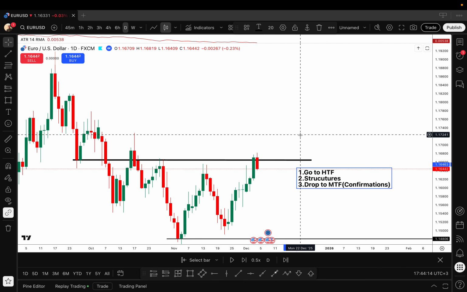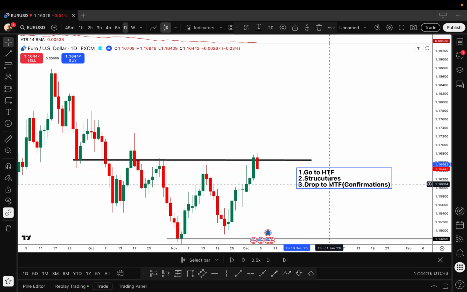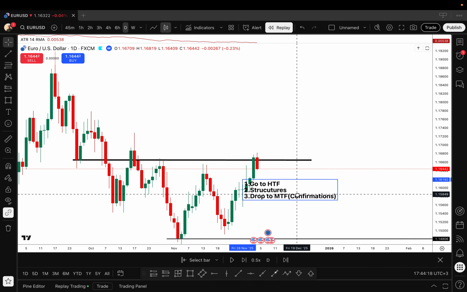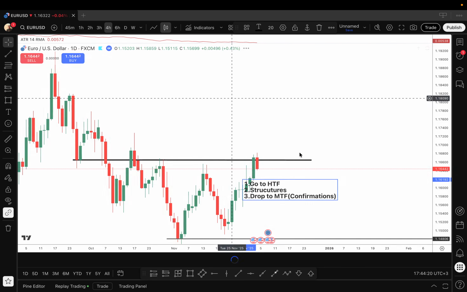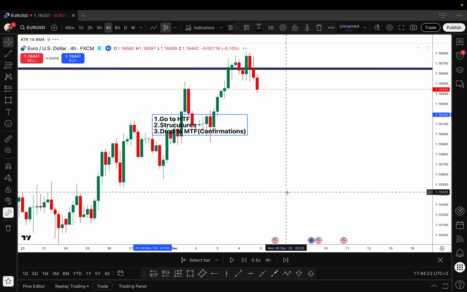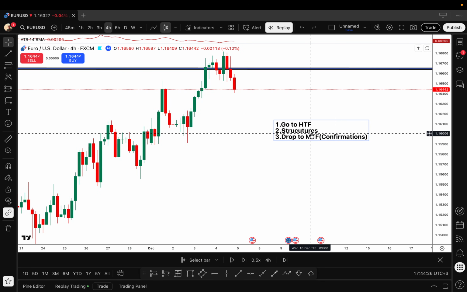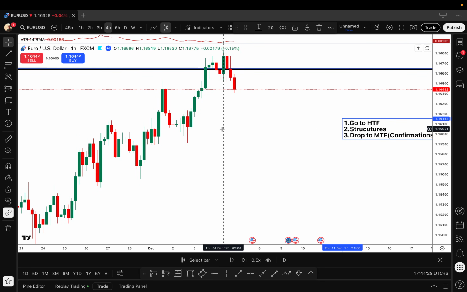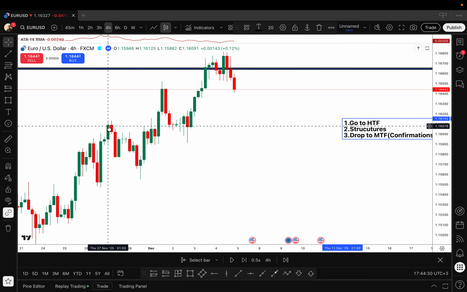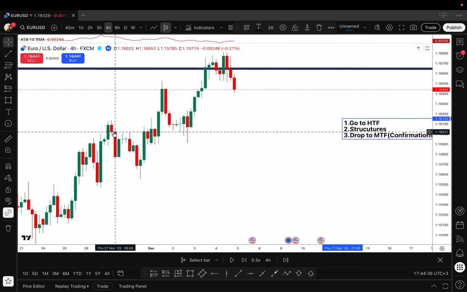So now let's proceed. So we drop down to medium time frame for more confirmations. Medium time frame, I'm going to use the 4 hour. So when we drop down to the medium time frame, there are two things that we can see. I can see that this was resistance, it was broken out and turned into support, then price left this zone to make a higher high, so making this a clear demand zone.